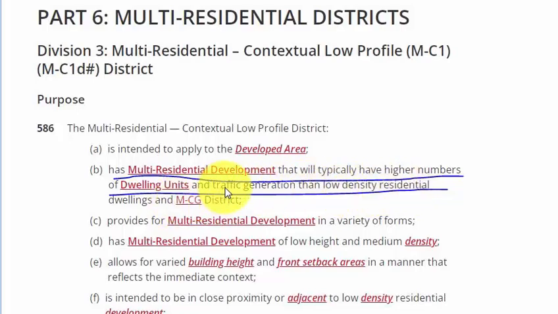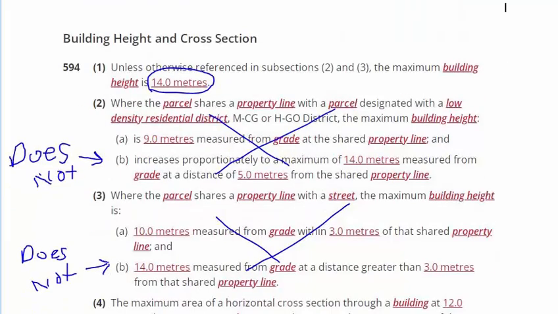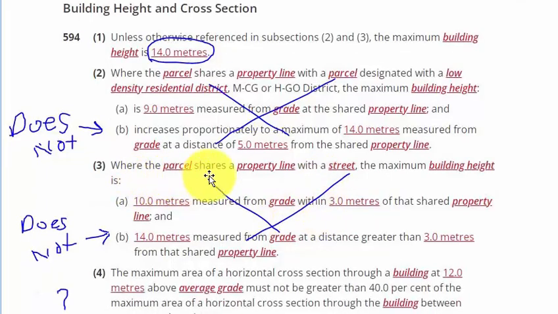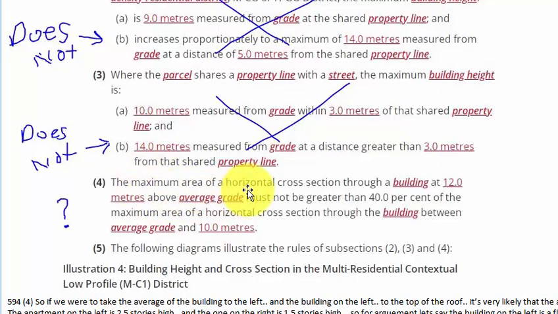So this is higher density than say MC2, which would allow only two dwellings. Okay, so it has the capacity for higher building height. So what they're saying here is that they're allowed to go a maximum of 14 meters, and if it was next to a MCG or HGO district, then the maximum is 9 meters, but that doesn't apply. Where a parcel shares a property line with the street, the maximum building height is 10 meters. It doesn't.